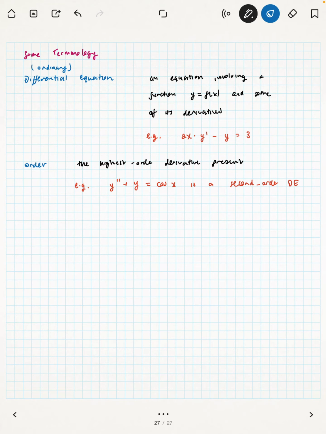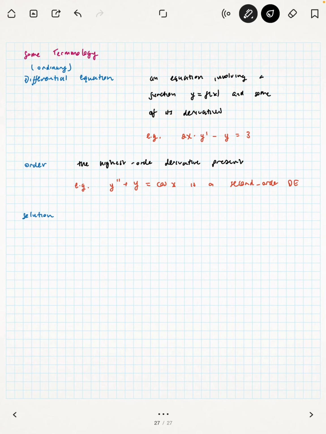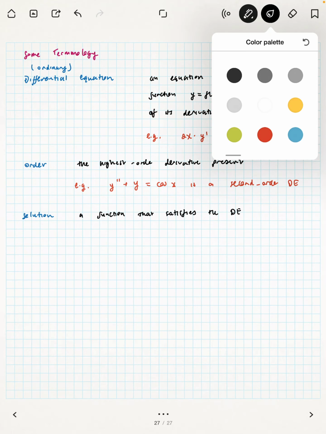A derivative that has 3 little hash marks on it in the Leibniz notation means third order. In this course, we're only going to be solving first order DEs, unfortunately. Okay, solution. You might have guessed that just like in algebra, a solution is just something that satisfies the equation. But it's a function, any function that satisfies the DE. We would call that function a solution to the differential equation.